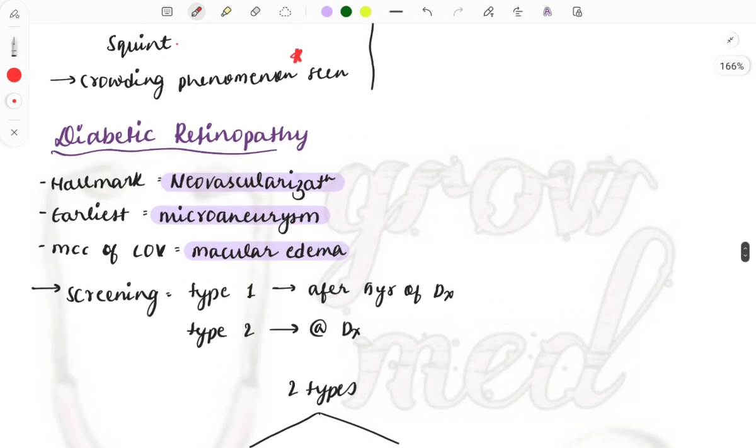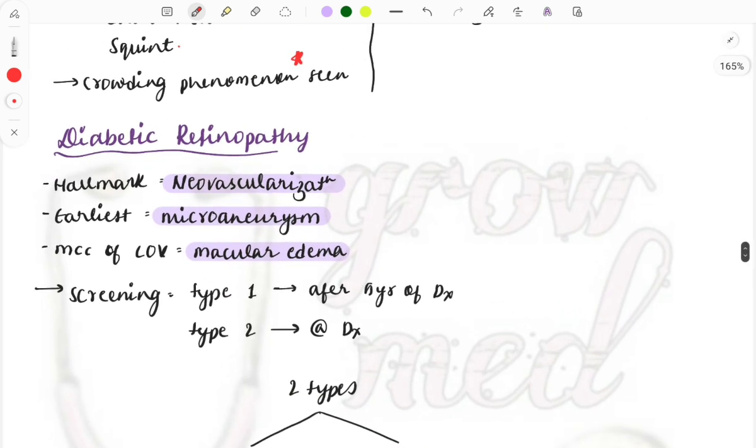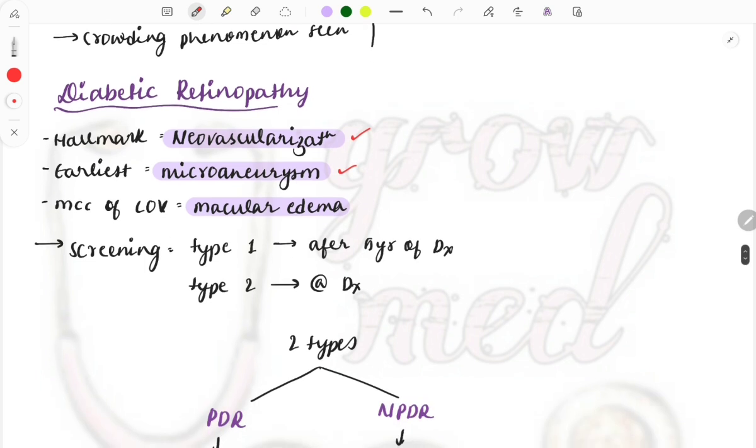Then diabetic retinopathy, also a repeat topic. Questions are asked as one-liners on the hallmark feature, which is neovascularization. The earliest feature is formation of microaneurysms, and the most common cause of loss of vision is macular edema. So see, these questions can also be asked in integration with a case.